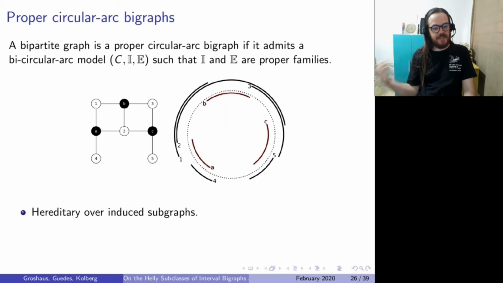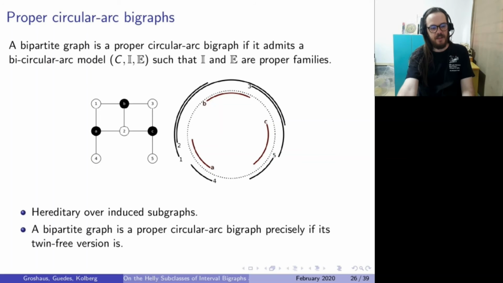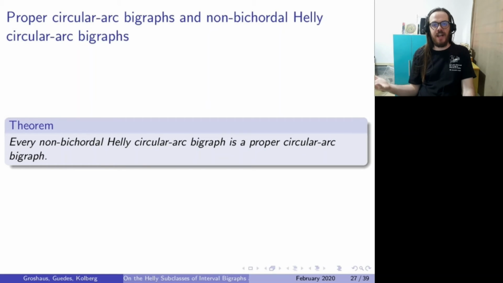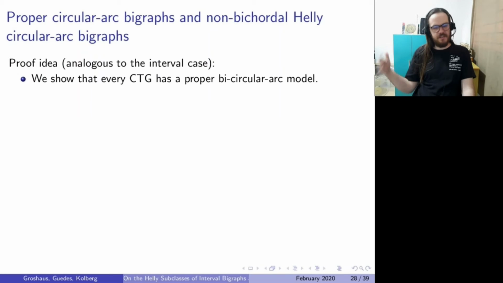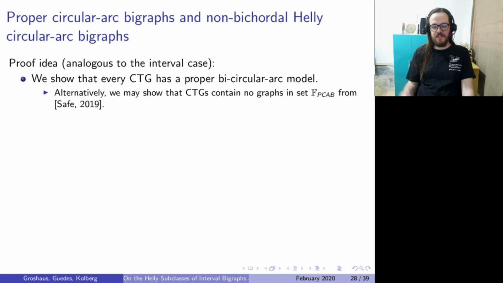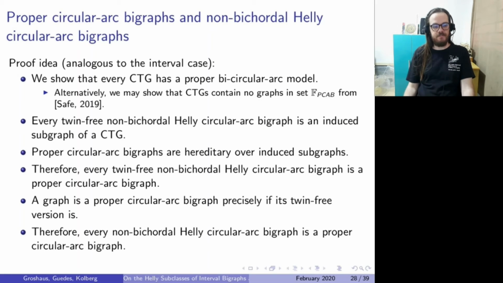So, moving on to the containment proof, a bipartite graph is a proper circular arc bigraph if it admits a bicircular arc model CIE, such that I and E are proper families. The class is hereditary and closed to the addition of twins. The proof that every non-bichordal Helly circular arc bigraph is a proper circular arc bigraph is analogous to the interval case. We show that every CTG is a proper circular arc bigraph. As you can see on the frame, there are 2 different ways to do that, and then fill in some more details.